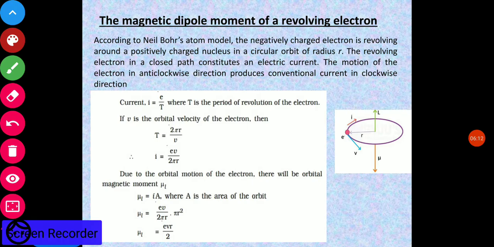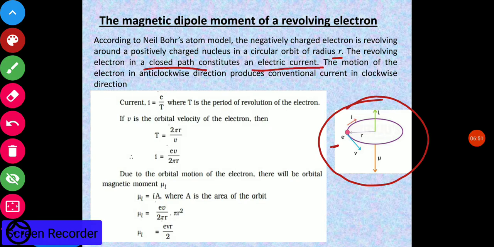Now similarly, let us explain the magnetic dipole moment of a revolving electron. According to Niels Bohr's atomic model, the negatively charged electron is revolving around a positively charged nucleus in a circular orbit of radius r. See in this figure, the electron is revolving around a positively charged nucleus in a circular orbit of radius r. The revolving electron in a closed path constitutes an electric current.